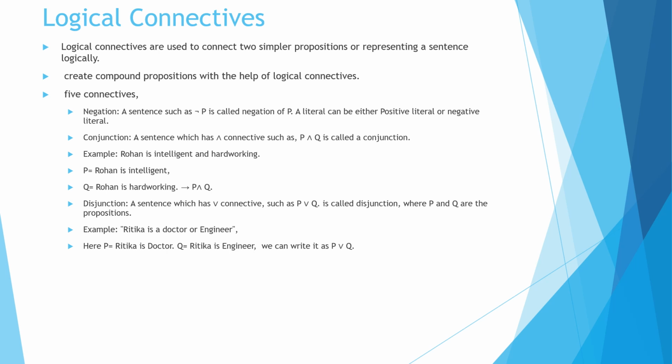We divide the statement and assign two variables. First, variable P is assigned to Ritika is a doctor, and Ritika is an engineer is assigned to variable Q. Now we are going to write the disjunction statement. So how will we write it? P disjunction Q. So we have to create the statement using logical connectives.